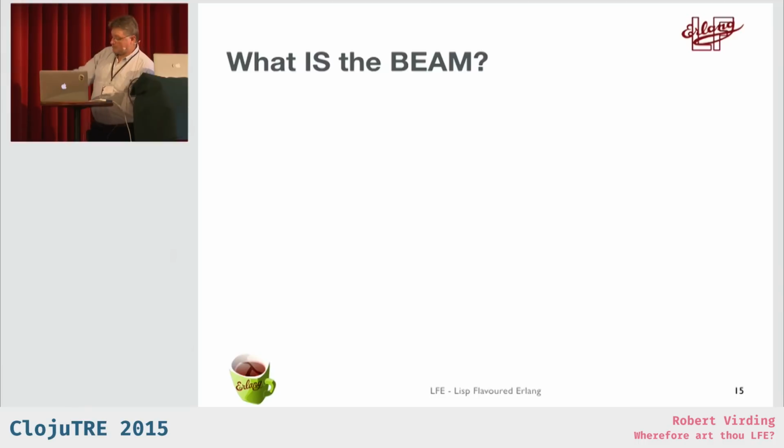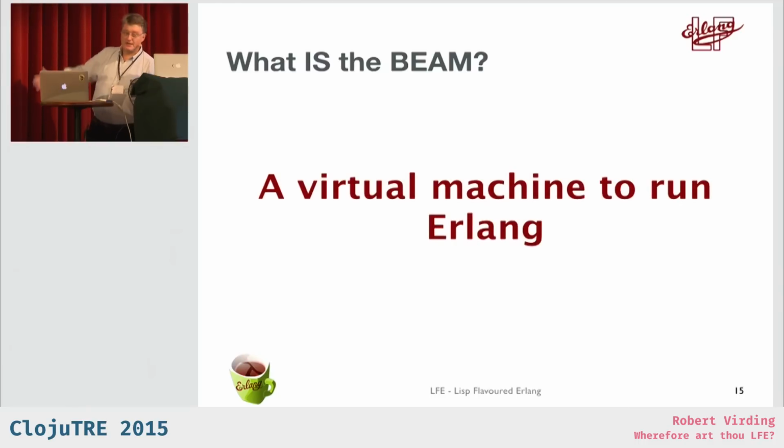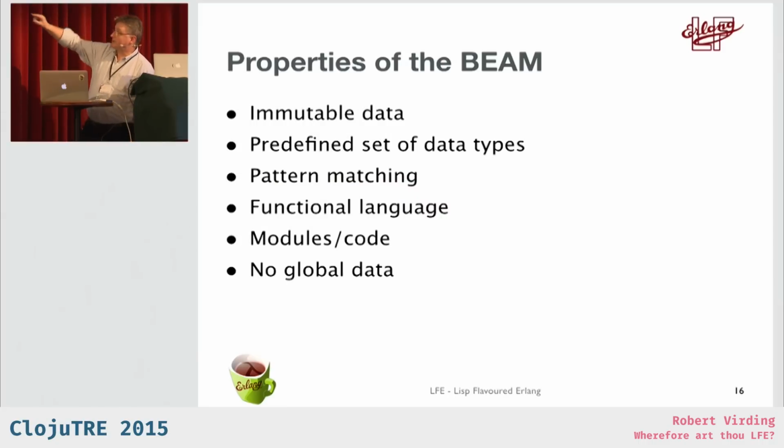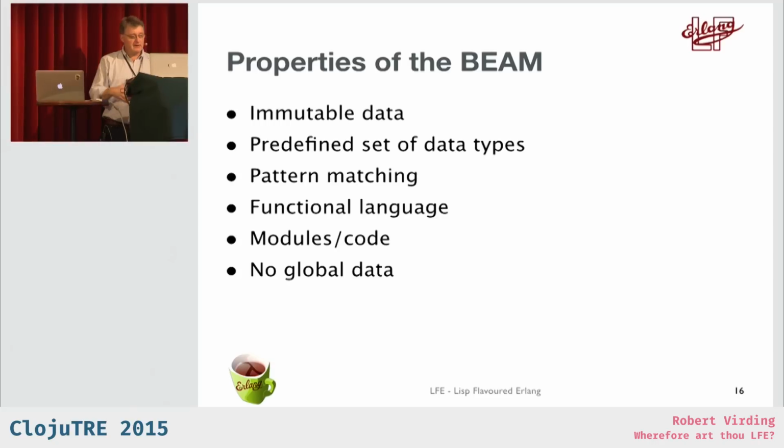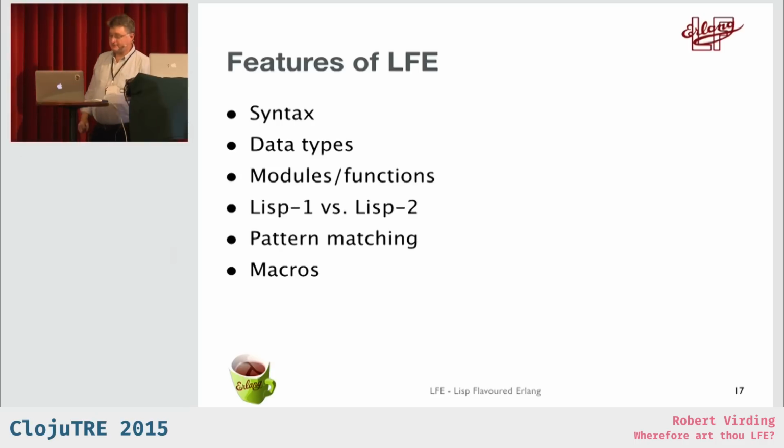The Beam, well, what's the Beam? It's a virtual machine to run Erlang. That's it. So it's got all the things Erlang needs to run Erlang, and that's it. All these things were mentioned before on the previous slide. They're built into the machine. It has immutable data, a predefined set of data types, pattern matching, functional language things, its way of handling code, and there's no global data in it. You cannot get around that. If you want mutable data, tough. You can't do it. So now I'm going to talk about some of the features of LFE around these.